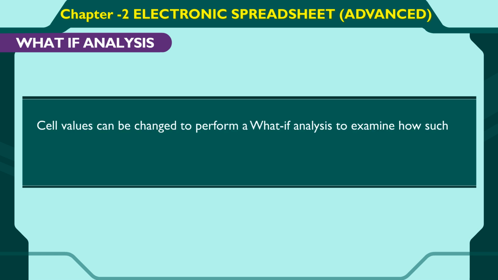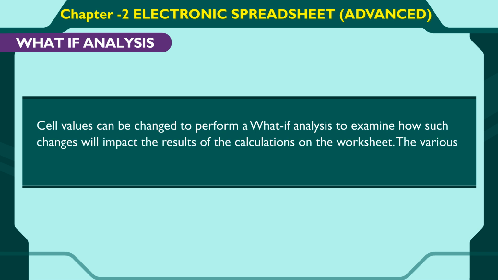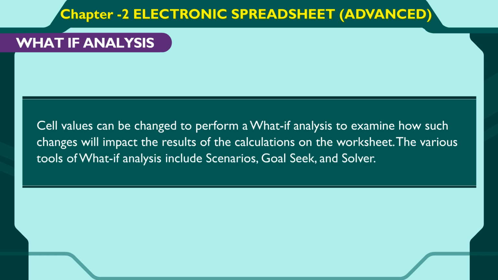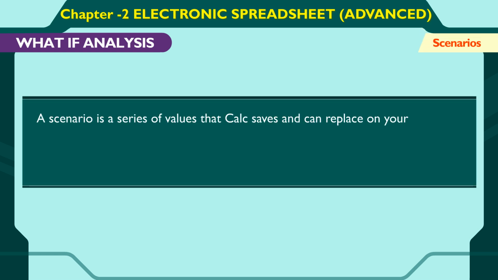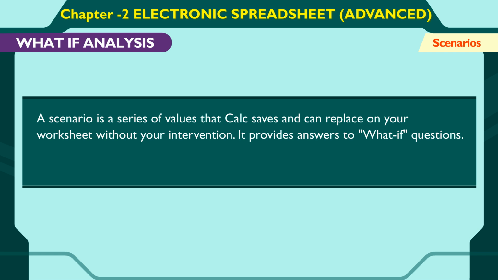Cell values can be changed to perform a what-if analysis to examine how such changes will impact the results of the calculations on the worksheet. The various tools of what-if analysis include scenarios, goal seek, and solver. Scenarios. A scenario is a series of values that Calc saves and can replace on your worksheet without your intervention.